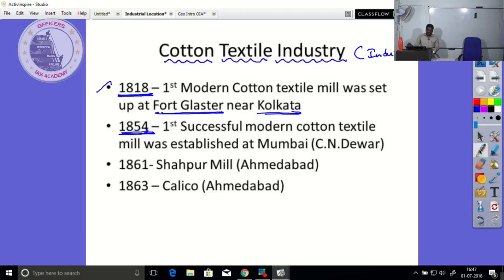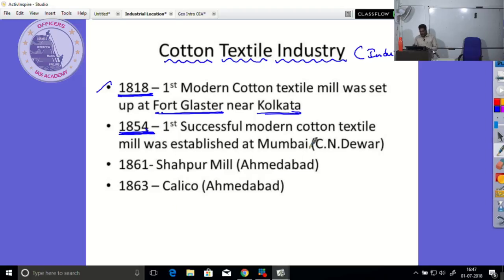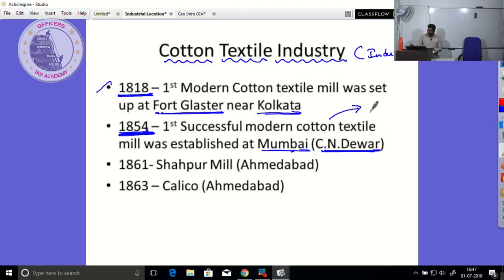But the very first successful cotton textile industry in India started in Mumbai, sir, in the year 1854, and it was brought in by a person called Deber. And this is the reason which has multiplied what I call industrial inertia.